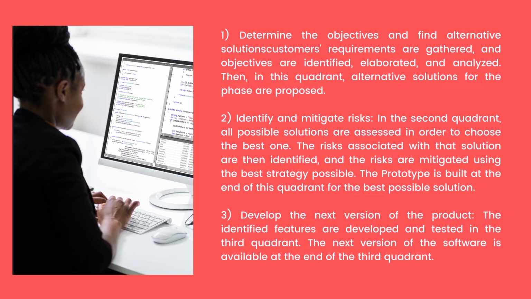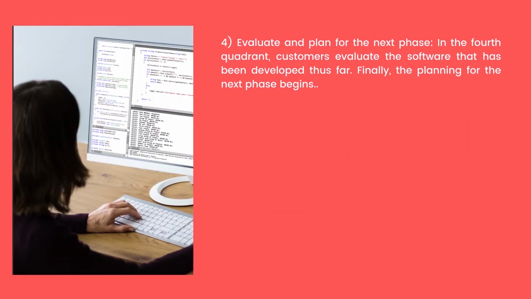3. Develop the next version of the product. The identified features are developed and tested in the third quadrant. The next version of the software is available at the end of the third quadrant. 4. Evaluate and plan for the next phase. In the fourth quadrant, customers evaluate the software that has been developed thus far. Finally, the planning for the next phase begins.